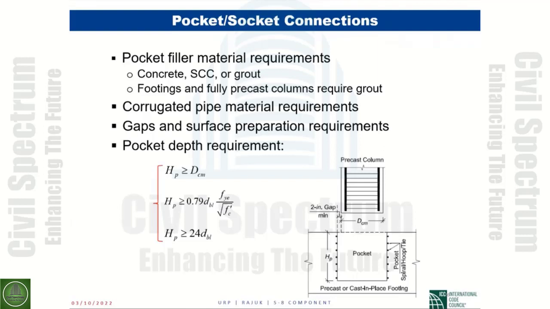So you notice that in the picture at the bottom. And also, how much embedment length do we need? How much embedment length of the column inside the opening do we need? So there are specific equations that we have developed. So the engineer has to satisfy all three of these to make sure that there is enough connectivity between the column and the footing.